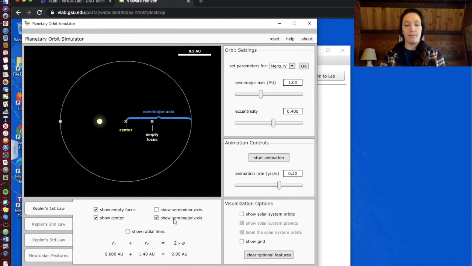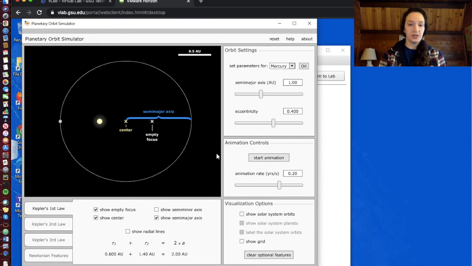Make sure you have semi-major axis and not semi-minor axis. They're 2 different axes. The semi-major axis is half of the longest axis in the ellipse, whereas the semi-minor axis is half of the shortest axis in your ellipse. So, no semi-minor, only the semi-major.